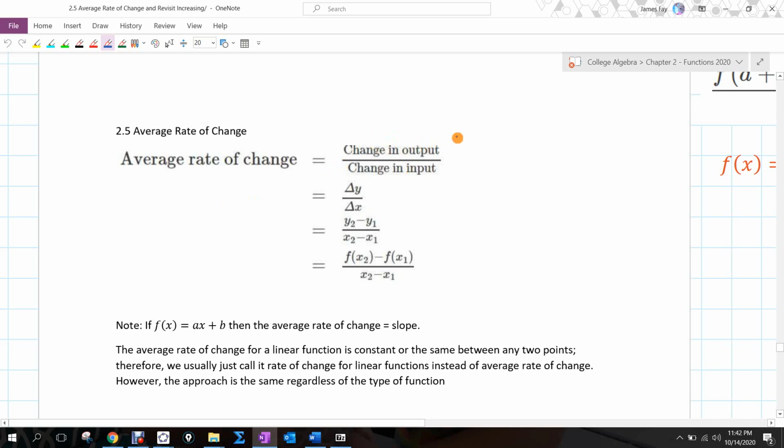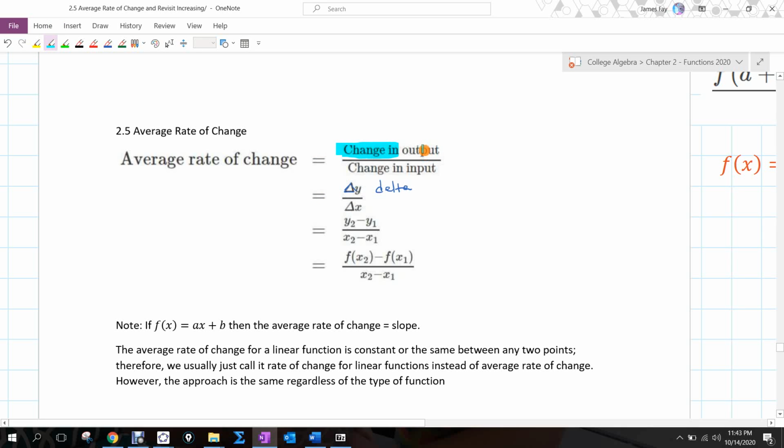So average rate of change is what we refer to as the change in output, which is your dependent variable, divided by the change in input, which is your independent variable. That's one way that we can determine the average rate of change. If we look at this here, hopefully you've seen this before in science, that triangle is the Greek letter delta, but delta y over delta x, and delta in mathematics or science just refers to that phrase, change in.